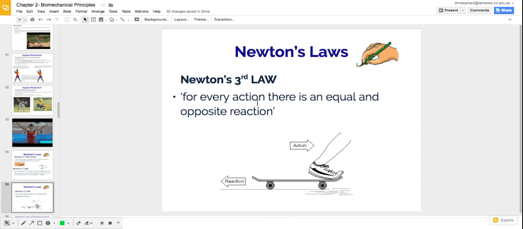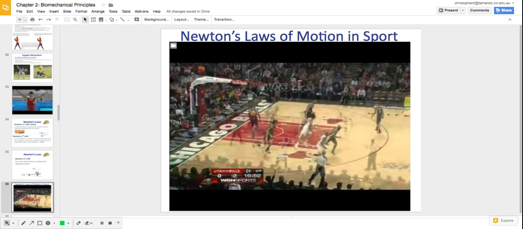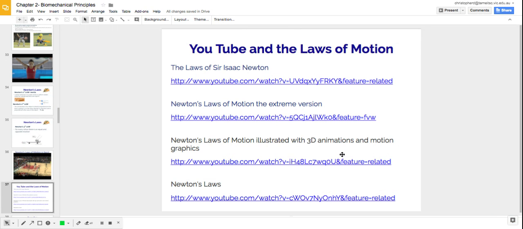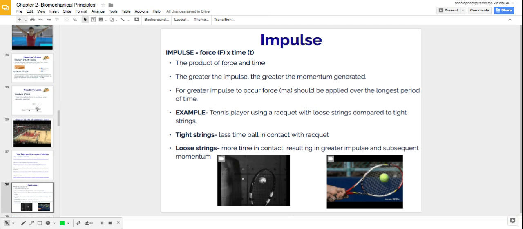And Newton's third law is that for every action, there is an equal and opposite reaction. So if we use the example of the skateboard, the force and the pushing forward that we have here down and on this skateboard will cause the opposite reaction. It's the same thing if we're pushing against a wall, all right, the wall shouldn't move because there's an equal and opposite reaction coming against it. And this video gives a good couple of examples of that in sport. And there are some other ones that you can find.